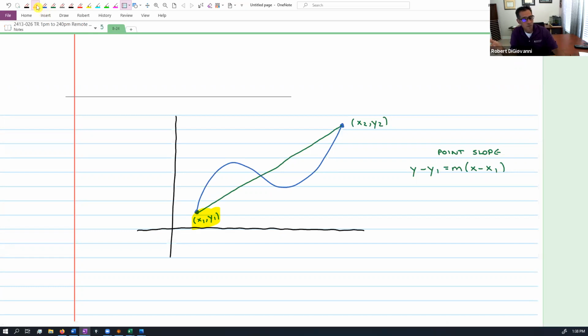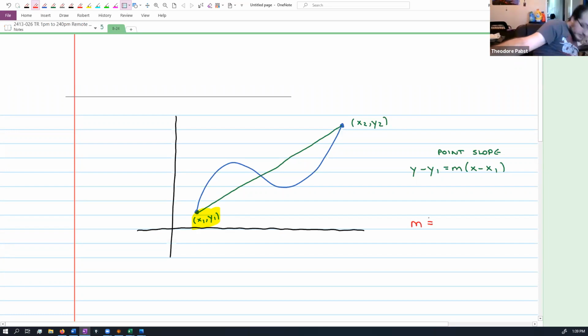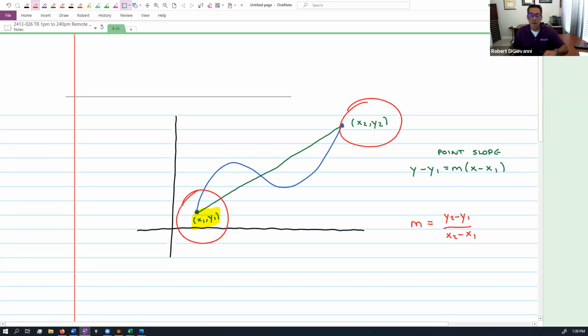Is there a formula for the slope of a line? Yes, it's rise over run. That's the slope of the line. But in terms of two points, it's y2 minus y1 over x2 minus x1. Does that look familiar to you? So again, if you have a function and you have two points that are given to you, then you can always find the equation of the line connecting those two points. That's nothing new. That's basic algebra stuff.